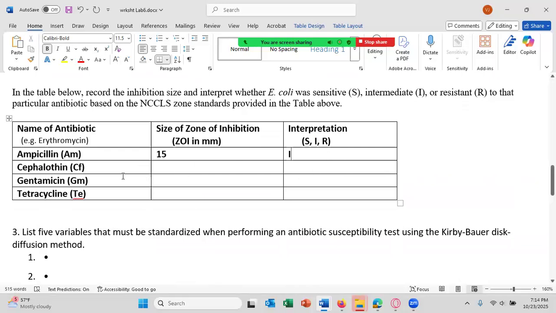Go ahead and measure the zone of inhibition for CF, GM, and TE. Put it down here, and then put the interpretation. Any questions about any of that?